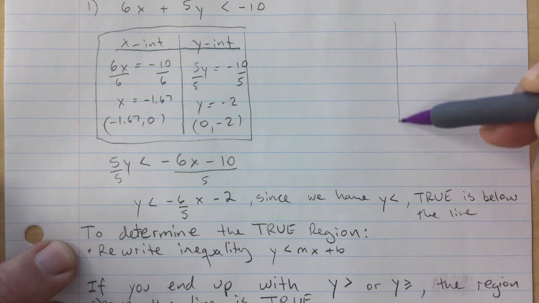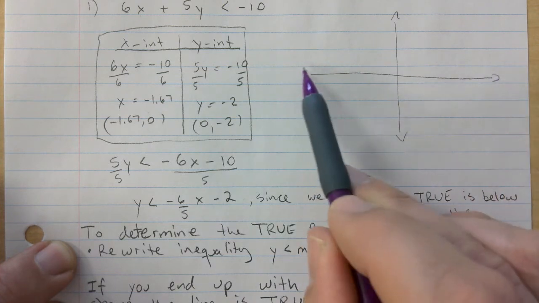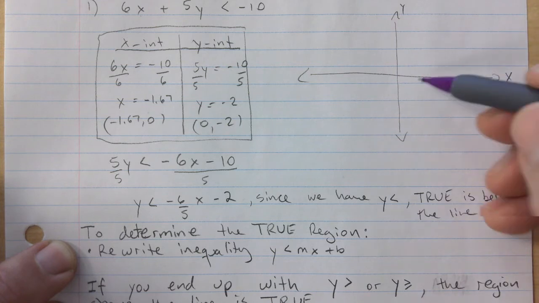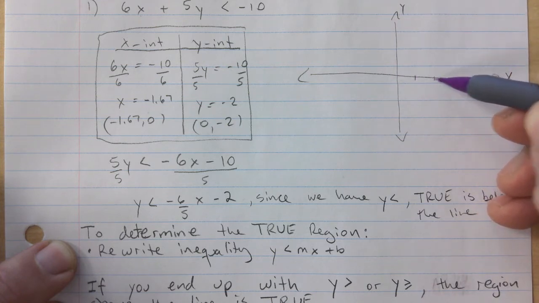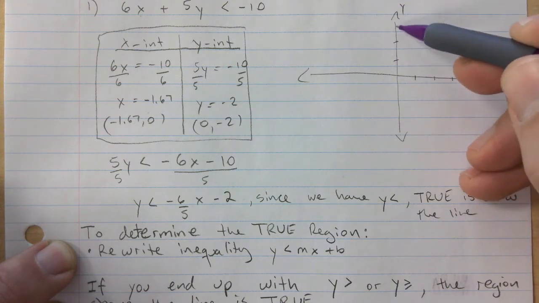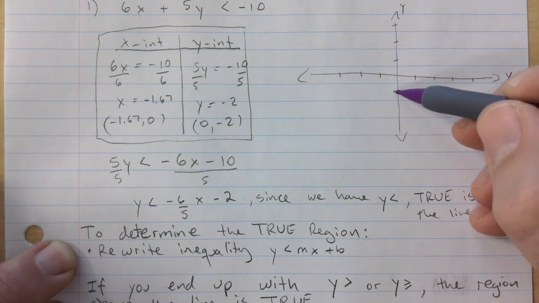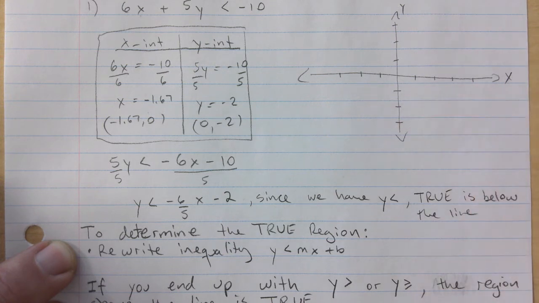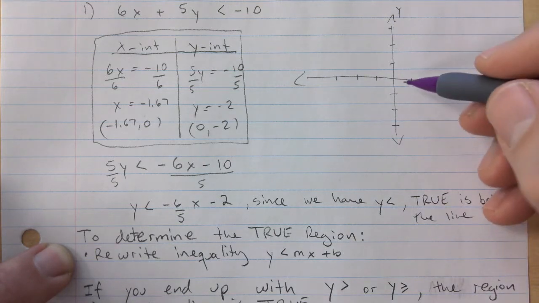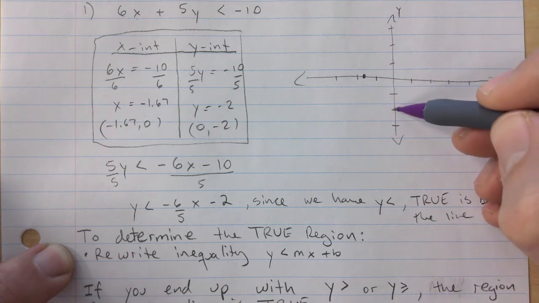So we have this is x and this is y. If I use a scale of 1, we're fine. So if we're just using a scale of 1, I'm just going to leave these unlabeled, okay? Just space them out equally. I should have used a ruler there. So negative 1.67 is right about there. 0, negative 2 is right about there.